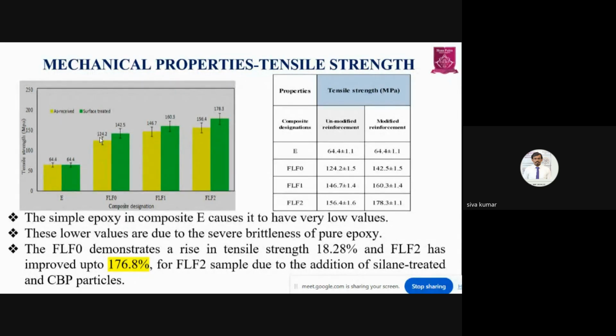treated and non-treated, but there is a significant difference when adding CBP, chitin. If you see here, 178, and this one, which is not added, is 142. So this is no chitin added. These two are chitin added, the FLF1 and FLF2.